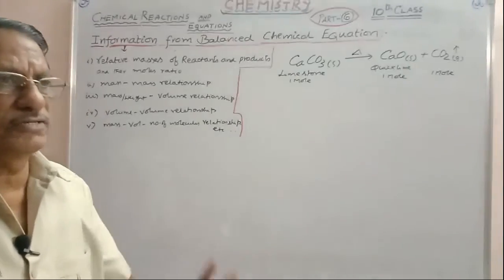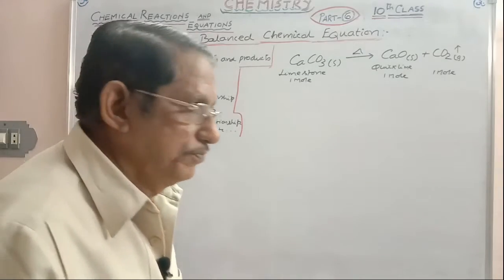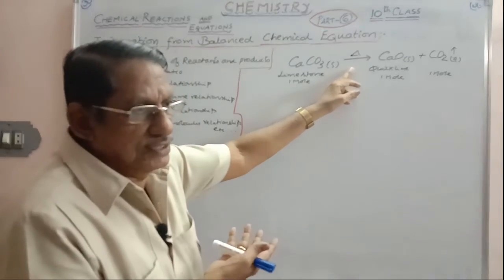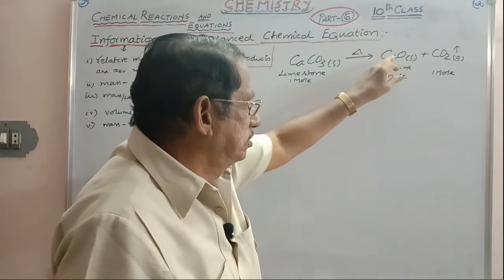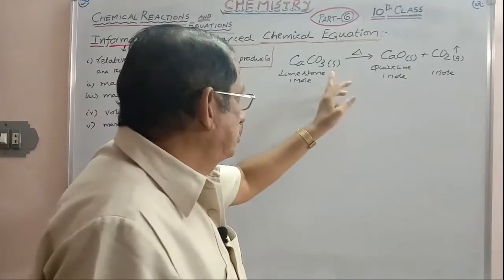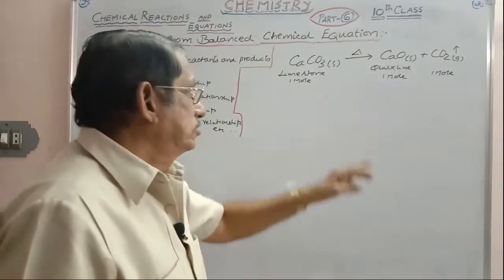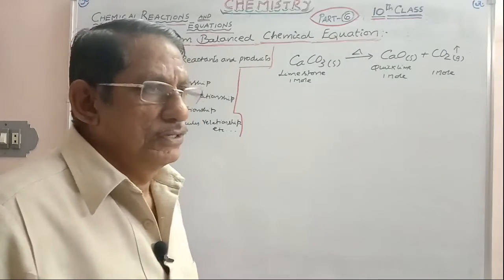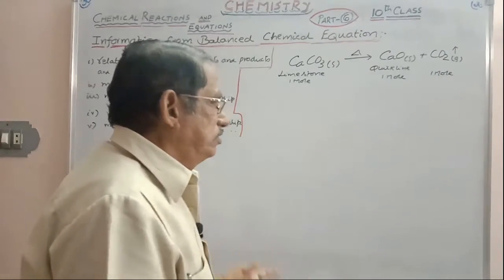Now one simple equation I am considering: heating limestone. Limestone means CaCO3. When calcium carbonate solid is heated, it decomposes. This is an example of decomposition. It decomposes to give you quicklime, dry lime, that is CaO, and CO2. CO2 gas is obtained. States are also mentioned in brackets beside the formula. So CaCO3 is the reactant, CaO and CO2 are the products. You have to obtain the relationship between reactants and products, and among products. Reactant, of course, only one is there.